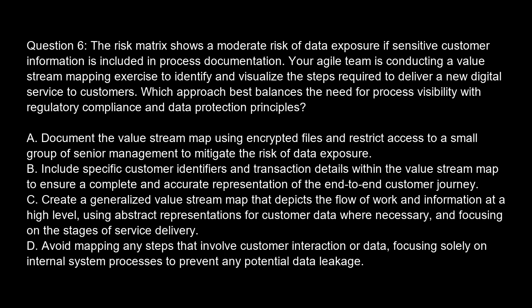Option A. Document the value stream map using encrypted files and restrict access to a small group of senior management to mitigate the risk of data exposure. Option B. Include specific customer identifiers and transaction details within the value stream map to ensure a complete and accurate representation of the end-to-end customer journey. Option C. Create a generalized value stream map that depicts the flow of work and information at a high level, using abstract representations for customer data where necessary and focusing on the stages of service delivery. Option D. Avoid mapping any steps that involve customer interaction or data, focusing solely on internal system processes to prevent any potential data leakage.